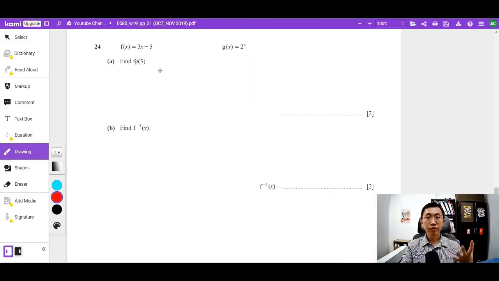So question 24 is function. How to do function is you do the right hand side first, then only do the left hand side. So we should be finding fg(x) first. How to find fg(x) is actually g(x) put inside f(x). Okay, so let us start. Whatever that is in g(x), put inside here. So put 3 bracket, copy this to power of x, close, -5, like that.